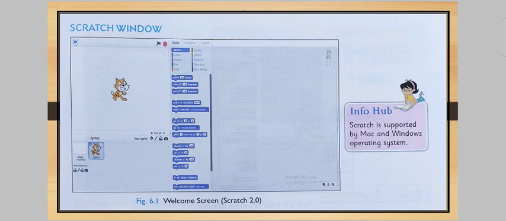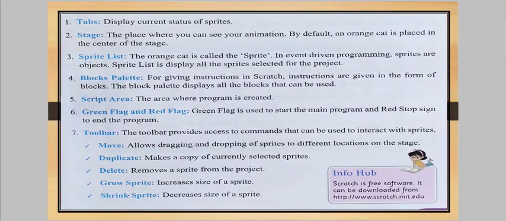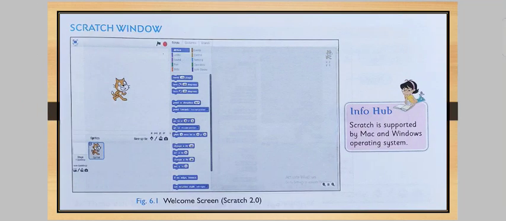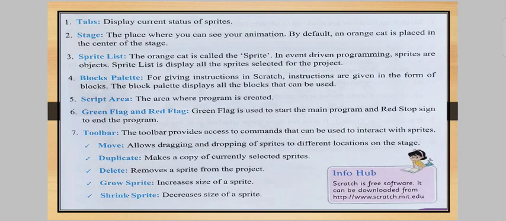Now I am going to discuss about these components one by one. Okay, so first is tabs. Tabs are mainly used to display the current status of a sprite. Now comes to the point, which is a sprite. What is a sprite? Okay, so here you can see a mouse picture. This is called a sprite. Okay, next is stage, the place where you can see your animation. By default, an orange cat is placed inside the center of the stage. This is called the stage.